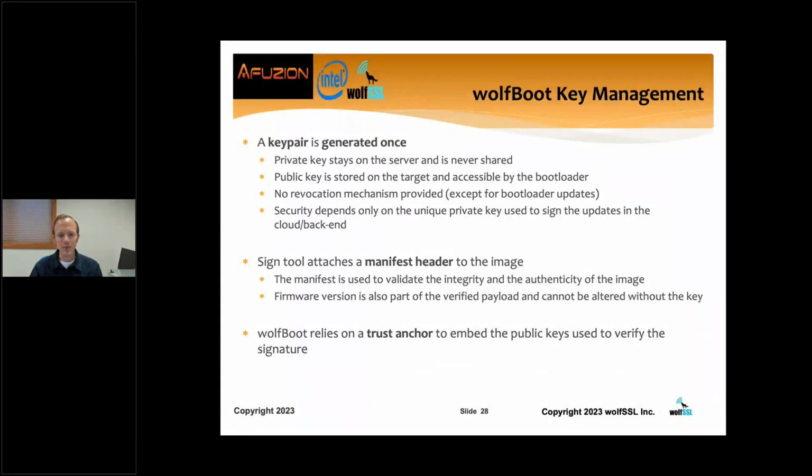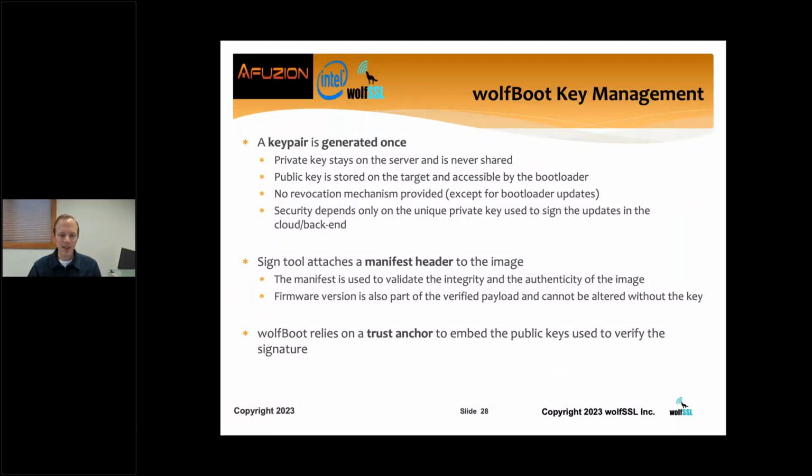Some of our tools that we ship with wolfBoot make it easier to use this as a whole system. One of them is a sign tool that attaches a manifest header to the image. So this manifest is used to validate the integrity and the authenticity of the image. It also puts the firmware version into the verified payload. And so that can't be altered and gives you some extra checks you can do at verification time.